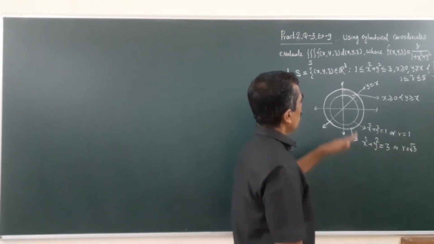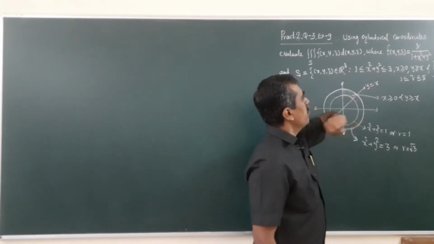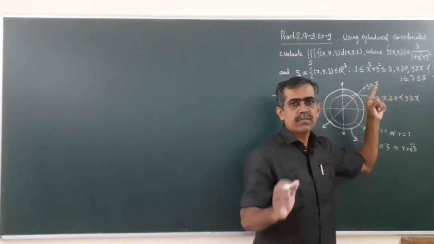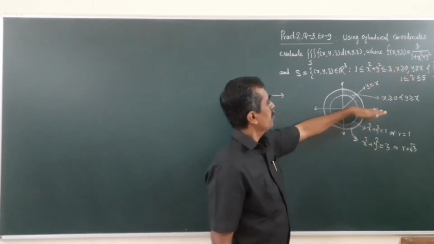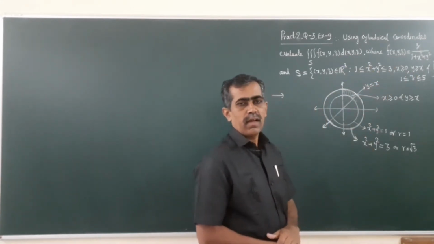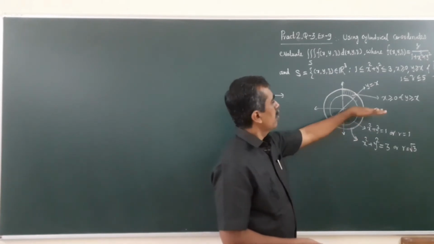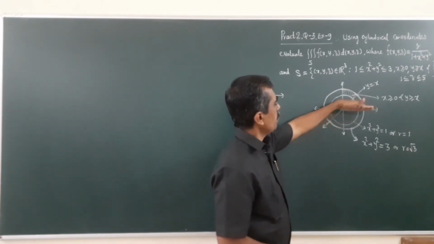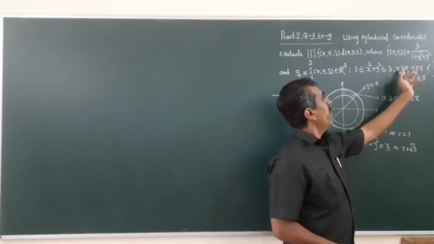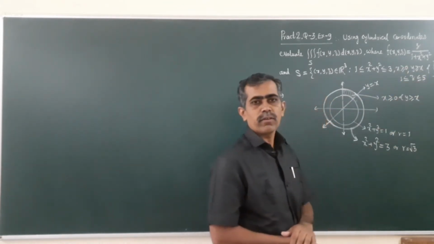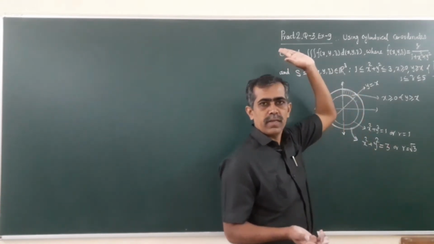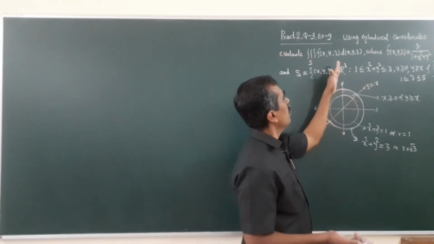Now, the base of this solid satisfies two conditions. What are these two conditions? x greater than or equal to 0, and y greater than or equal to x. This is the line y is equal to x. So, y greater than or equal to x means the region is above the line y is equal to x.